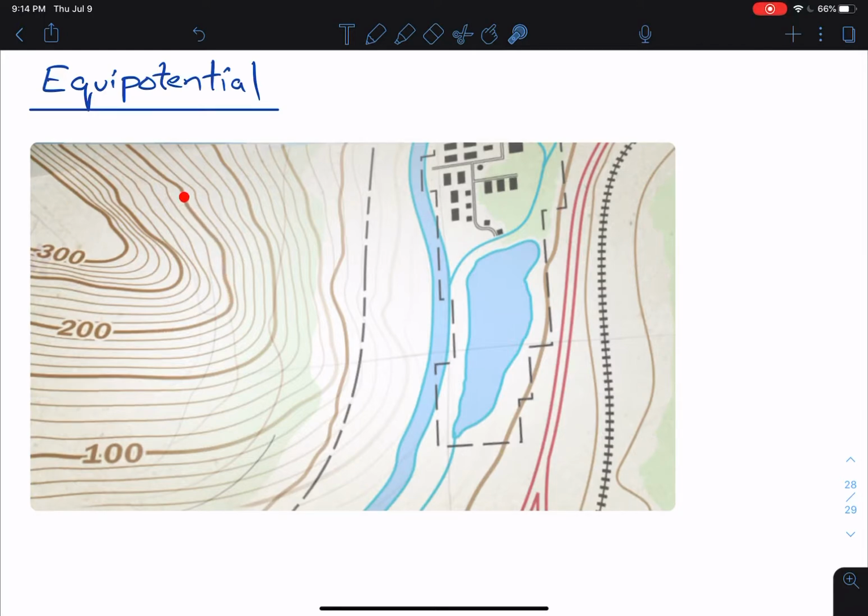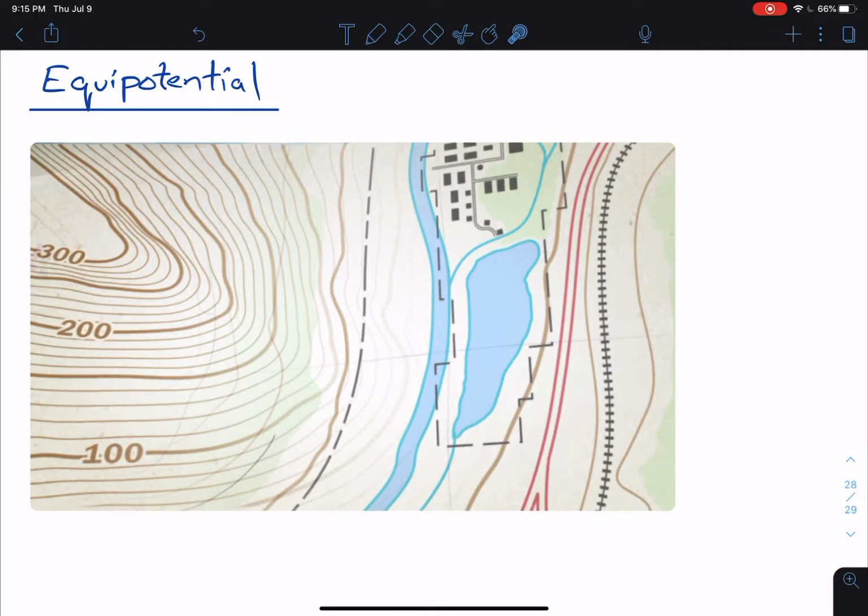Every point on this line has the same potential. Now, in this case, with regards to a map, it's actually gravitational potential, which we don't ever talk about. But the same idea applies to electrostatic equipotential, which is what we're looking at right here. An important thing to remember about equipotential lines is they are perpendicular to E-field lines.